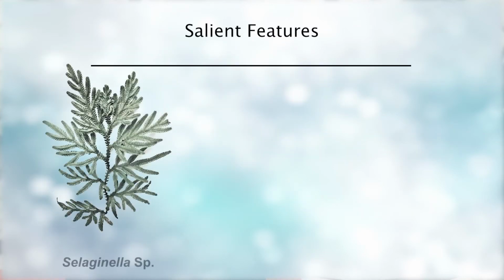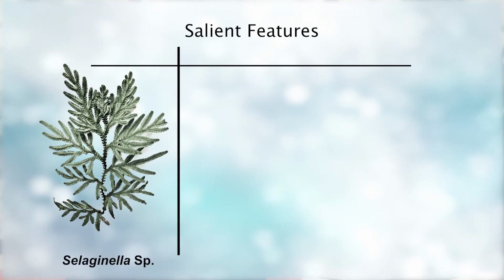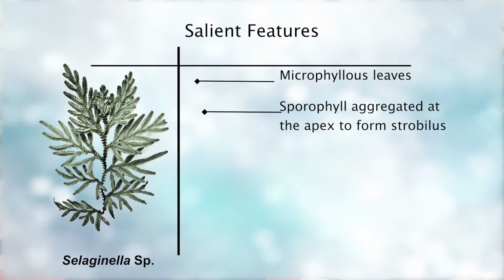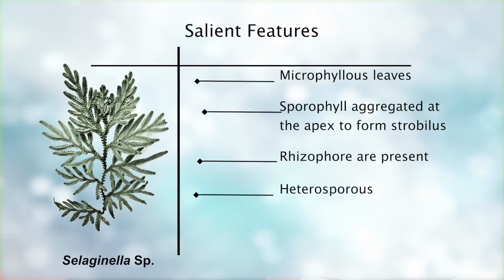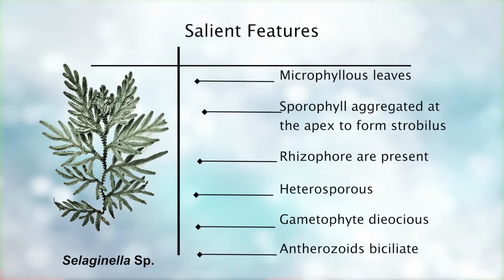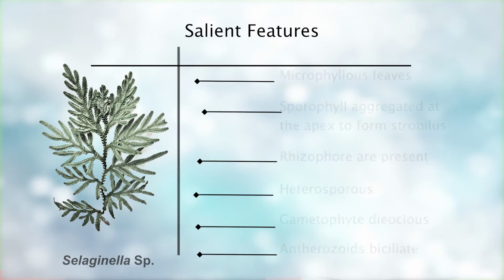There are certain salient features of this Selaginella. Firstly, it comprises microphyllous leaves, that is, the leaves are very small. The sporophylls are arranged in a strobilus and placed terminally. A special structure called rhizophore is present. It is heterosporous, that is, two different types of spores are produced. The gametophyte is dioecious and the antherozoids produced are biciliate.